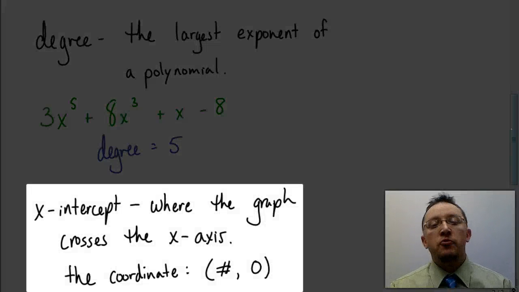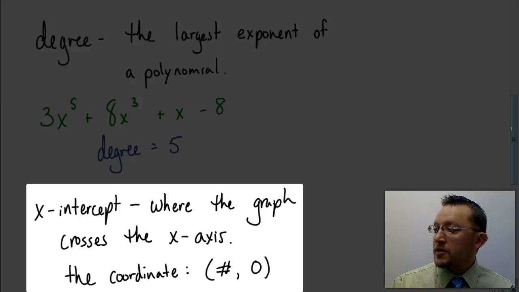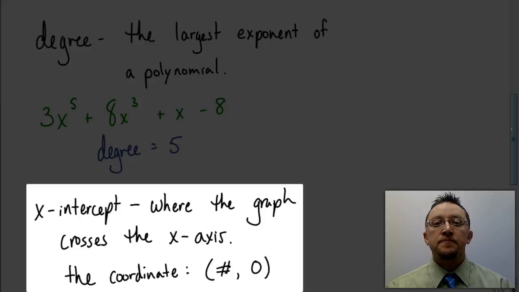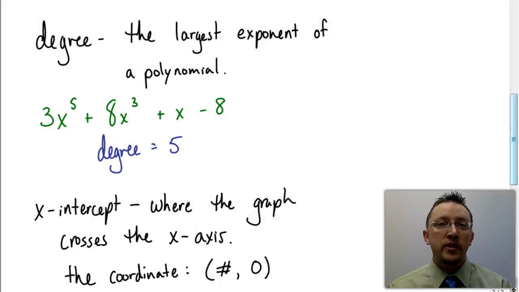And an x-intercept, recall, is a coordinate. It's where a graph intercepts the x-axis. And remember, that's going to be a coordinate where you're going to have some number and the y value is going to be 0, because wherever a line hits the x-axis, the y value is 0. So we're going to write our answers as coordinates here when they ask for the x-intercept.